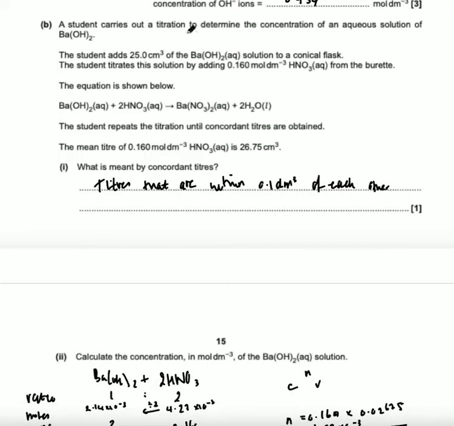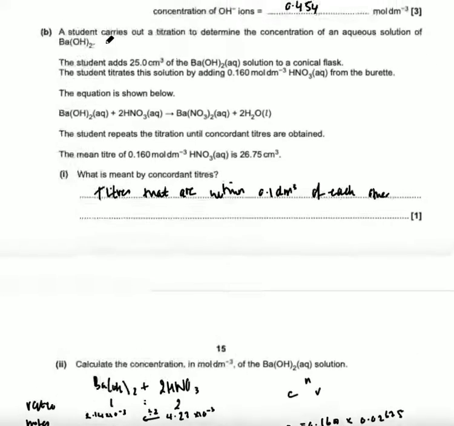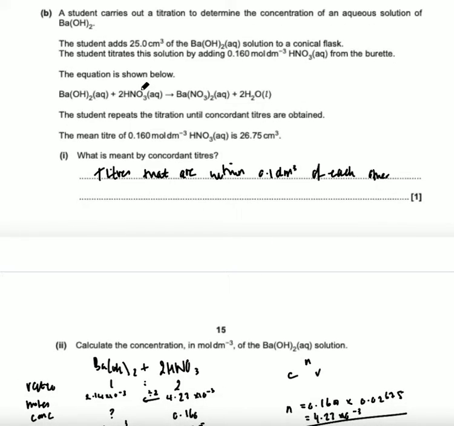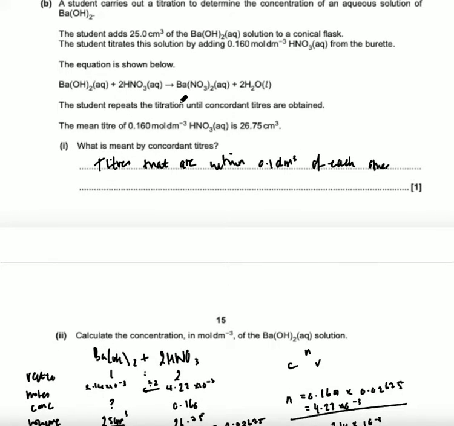A student carries out a titration to determine the concentration of an aqueous solution of barium hydroxide. The student adds 25 centimeters cubed of barium hydroxide solution to a conical flask. The student titrates this solution by adding 0.16 moles per decimeters cubed of nitric acid from the burette. The equation is shown below. See, they're giving us the equation here. That happens the majority of the time.